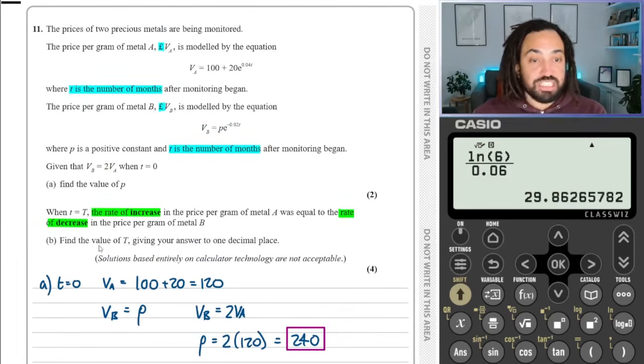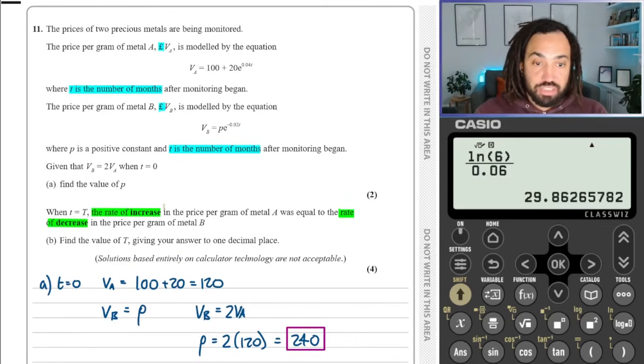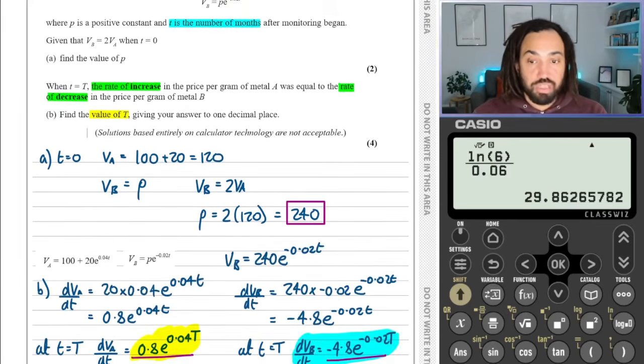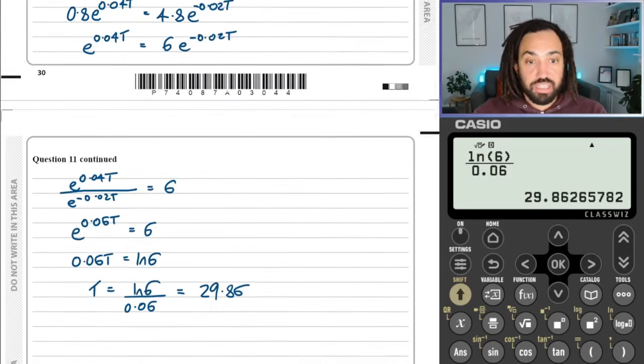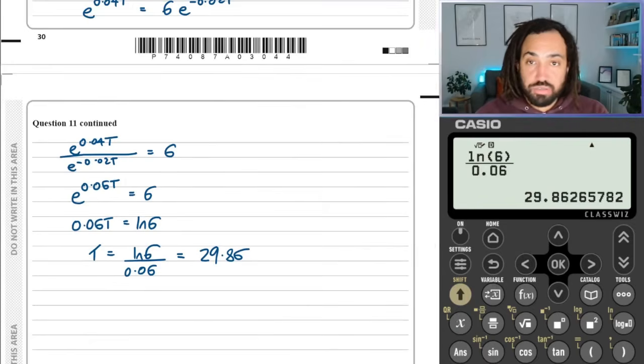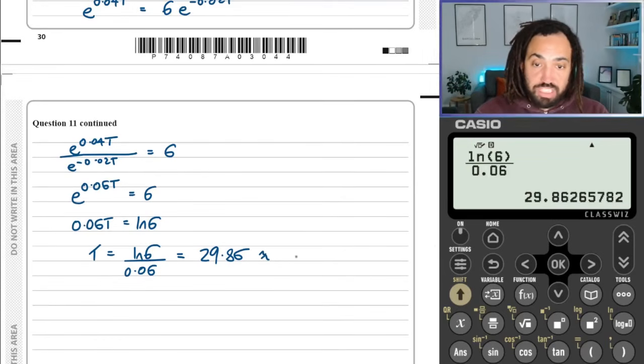And actually it just says the value of t, so we don't actually care about the units, because it's not asking for literally the time or the number of months, it's just saying the value of t. So t has an approximate value to 1 decimal place of 29.9. Final answer.